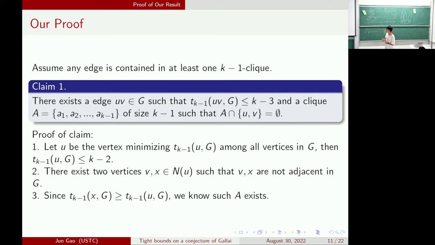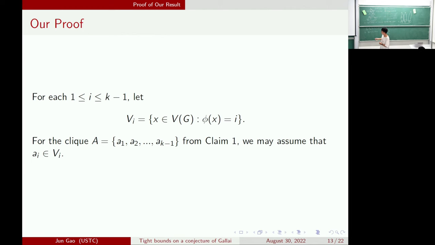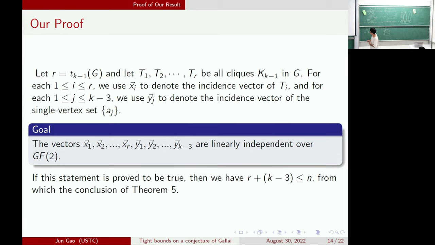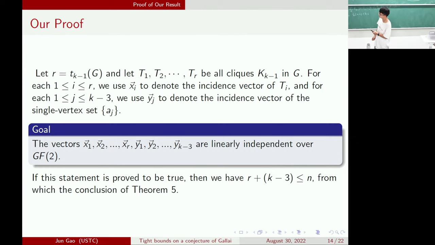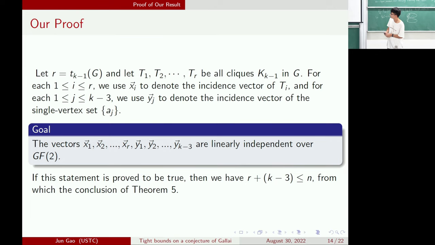Yeah, and we will define the incidence vectors. Here, x_i denotes the incidence vector of the clique, and y_j denotes the incidence vector of the single vertex sets A1, A2, up to A_{K minus 2}. So if we can prove these vectors are linearly independent, then we are done, because the number of vectors is no more than n plus n minus K plus 3, and this is what we wanted to prove. Yeah, this is what we want to prove next.